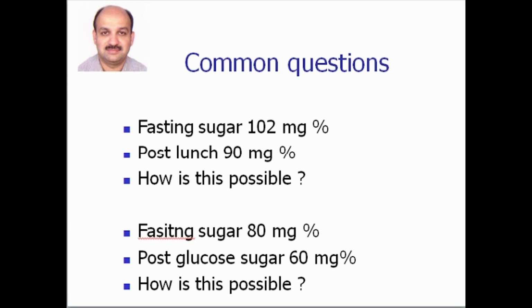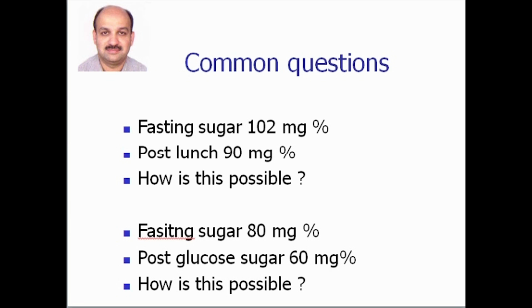It is not necessary that the post lunch sugar has to be more than fasting. This is because, as I mentioned to you, as the glucose in the food is digested and the blood sugar levels start rising, the pancreas will secrete insulin, and this insulin will take away the blood glucose from the blood and put it in the liver in the form of glycogen. So because of the insulin effect, the post lunch sugar can be less than fasting.